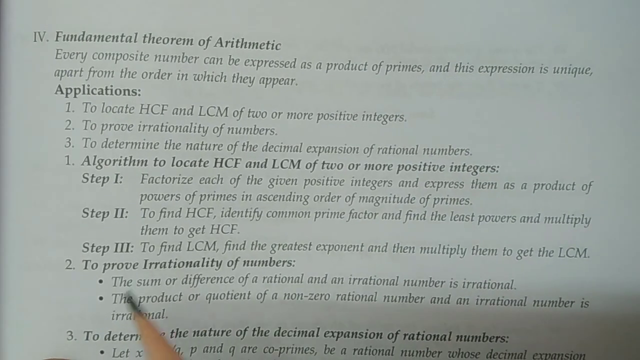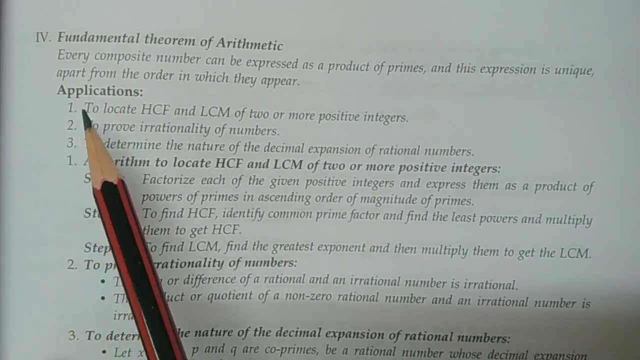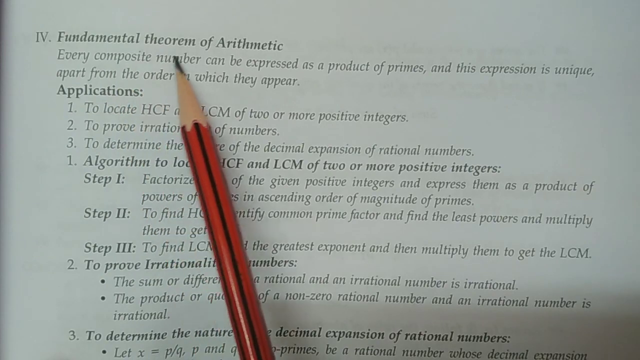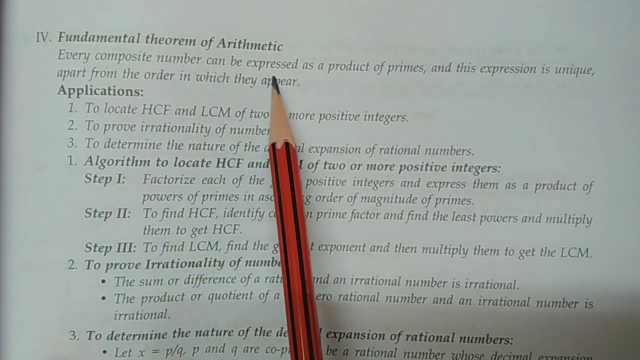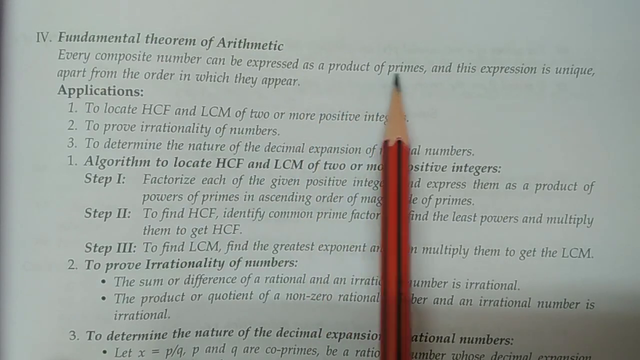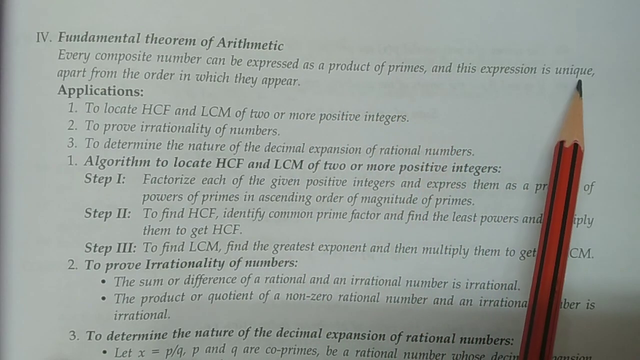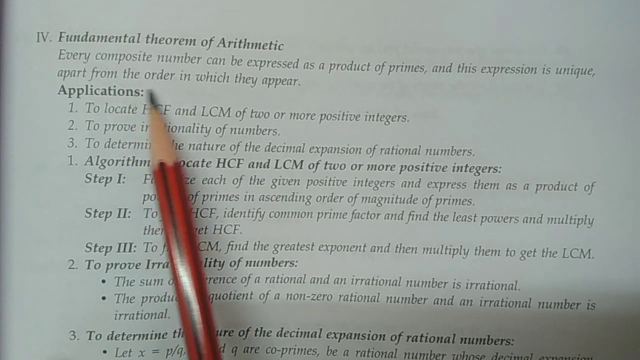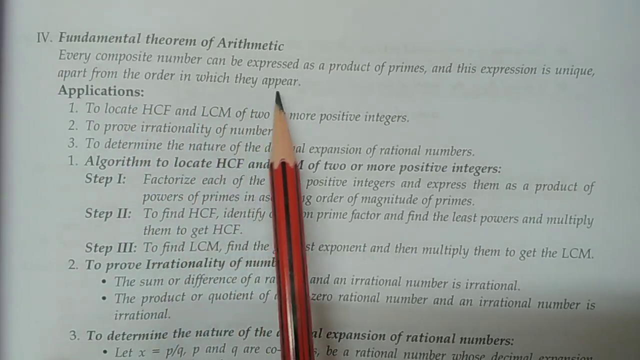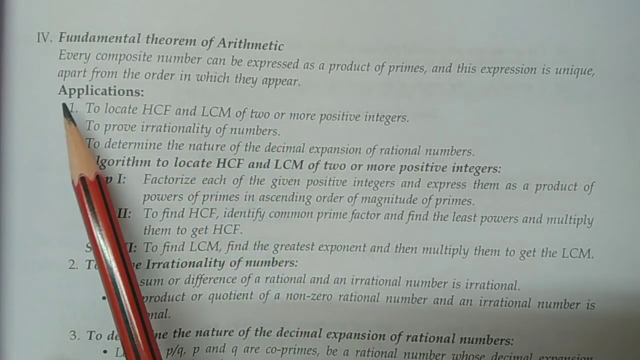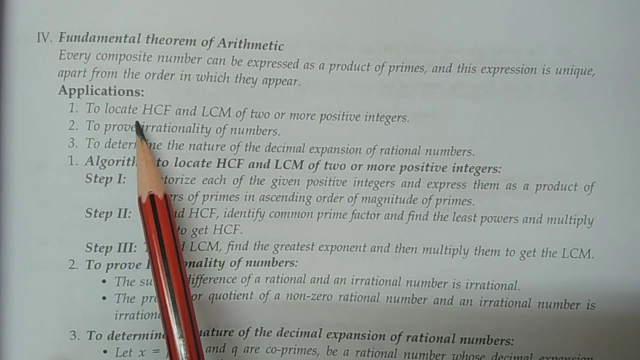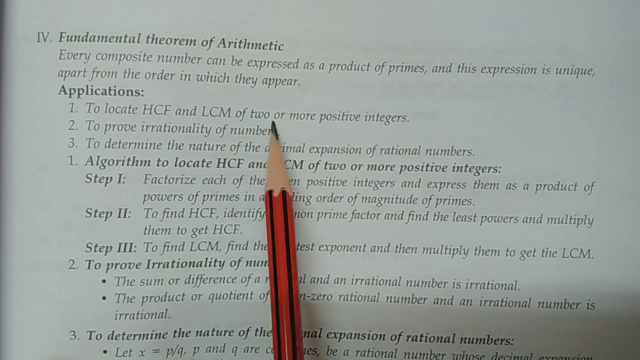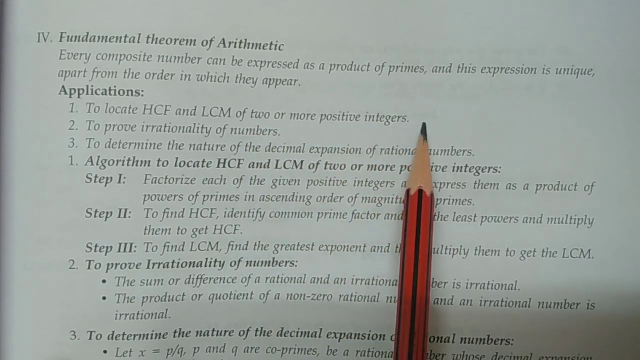Now we can complete it from here. Fundamental theorem of arithmetic: every composite number can be expressed as a product of primes, and this expression is unique apart from the order in which they appear. Getting? Now next, applications. The applications are to locate HCF and LCM of two or more positive integers.